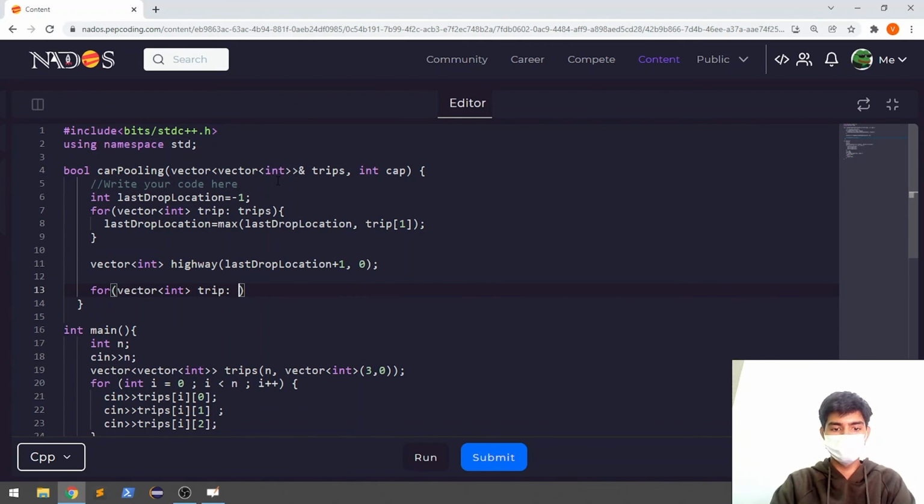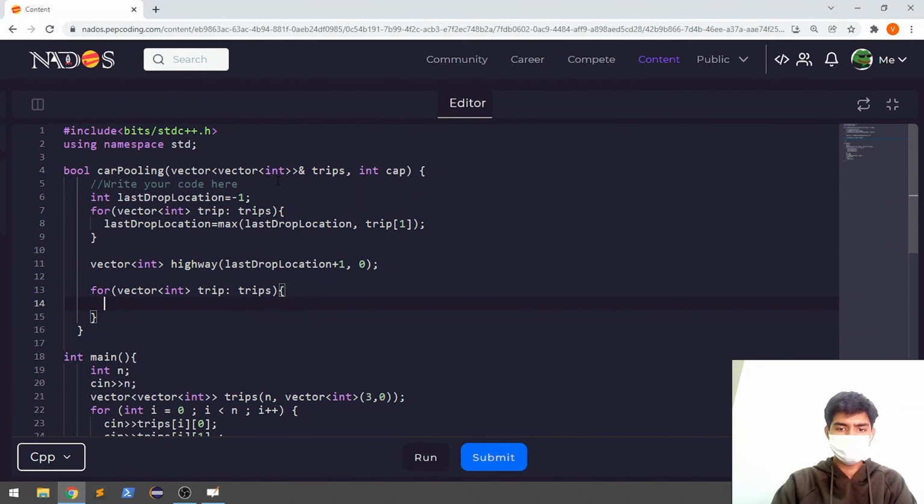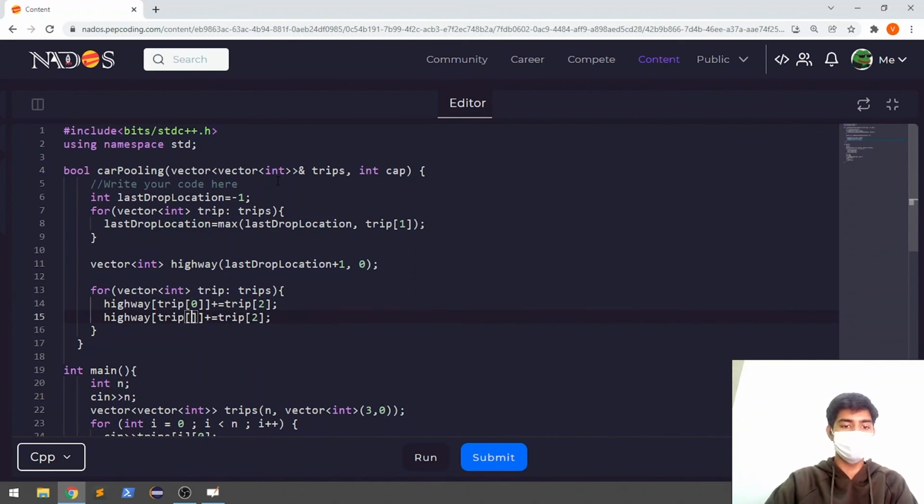So trips, now that will be a highway of trip of 0. So at the starting point I will put plus equals to the trip of 2, right? The trip of 2 I have my passenger count, at the trip of 0 I have my starting point, and the trip of 1 I have my ending point, right? So at ending point I will put minus equals to trip of 2.